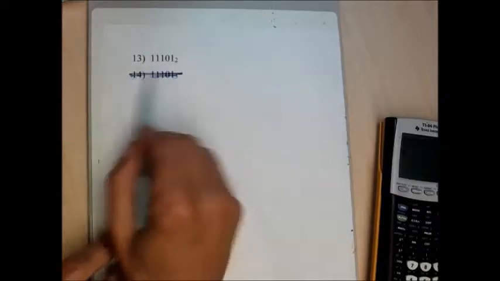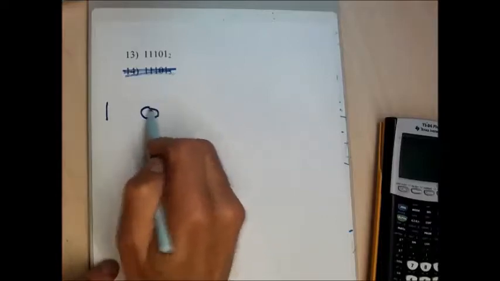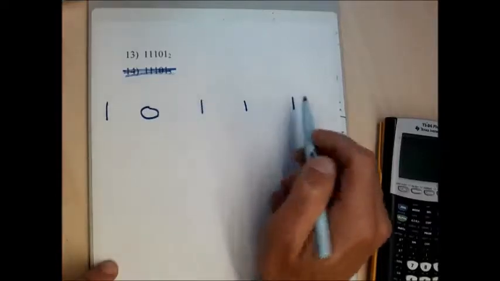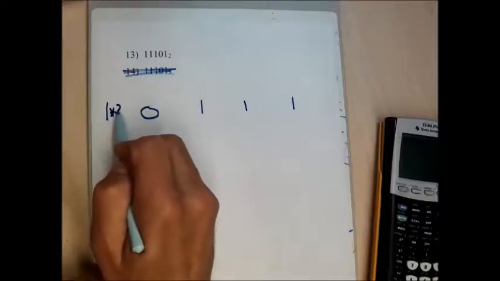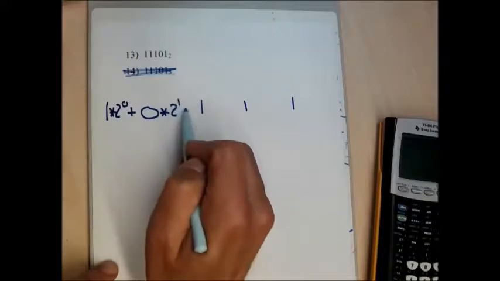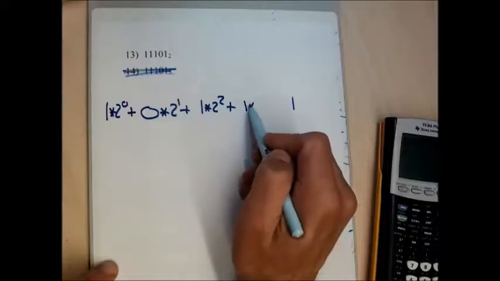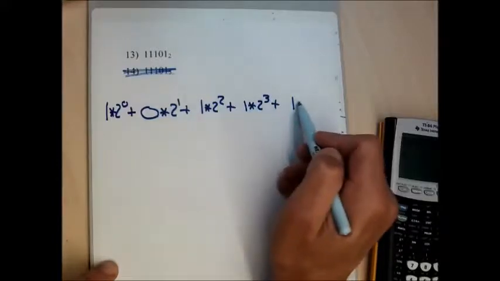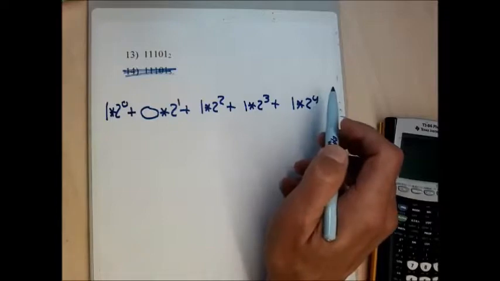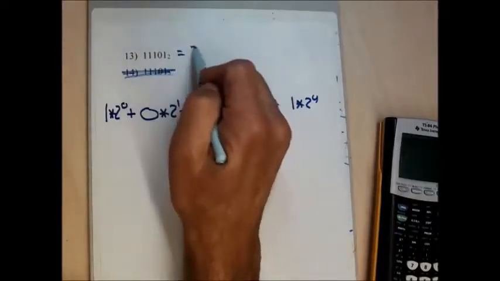And then last problem, and then we'll go backwards, which is much, much harder. And I'll work through number 13 with you. So I'm going to write the number backwards. I'm going to write 1, 0, 1, 1, 1, and then times 2 to the 0 plus times 2 to the 1 plus times 2 squared plus times 2 cubed plus times 2 to the 4th. And if I don't mess up, I'm going to get 29 base 10 for my answer.